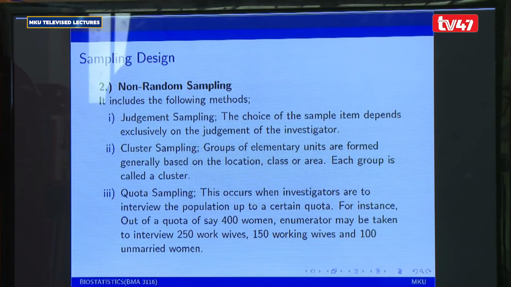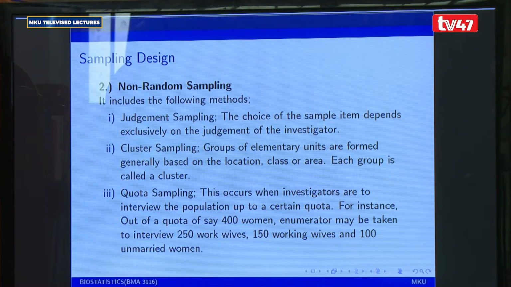The other category is non-random sampling. So this does not involve any probabilistic measures, and it has 4 methods under it. One, there is judgmental sampling, where the choice of the sample depends exclusively on the judgment of the investigator. So the investigator decides where to pick. The reason depends on what study they are carrying out.